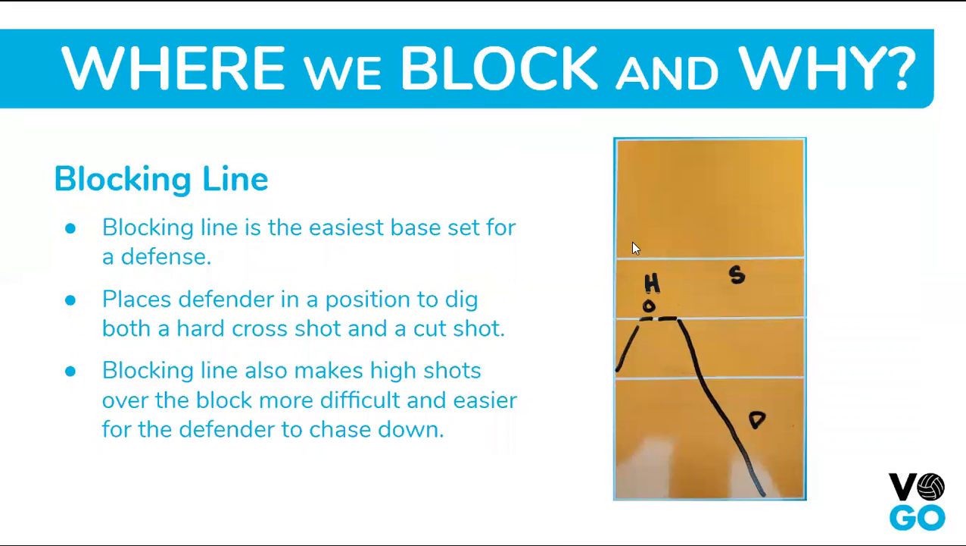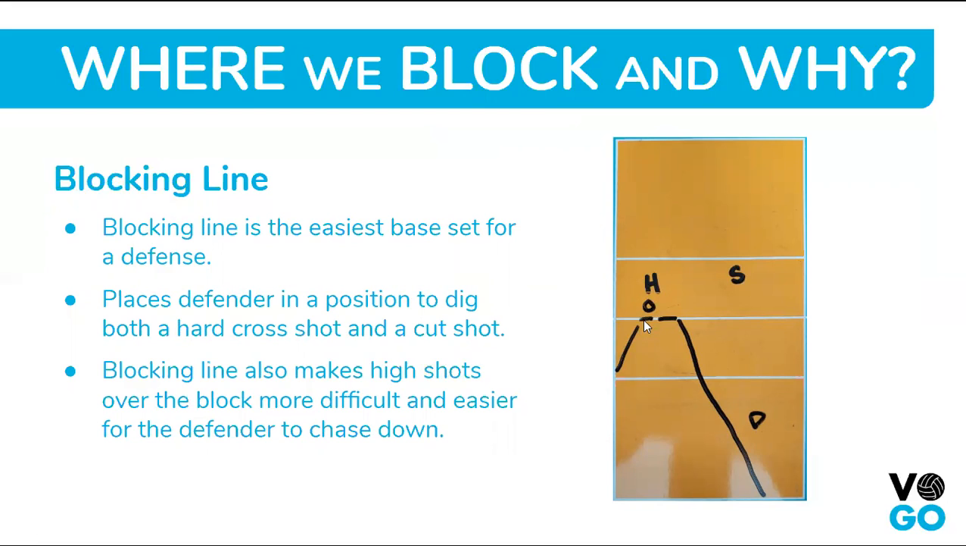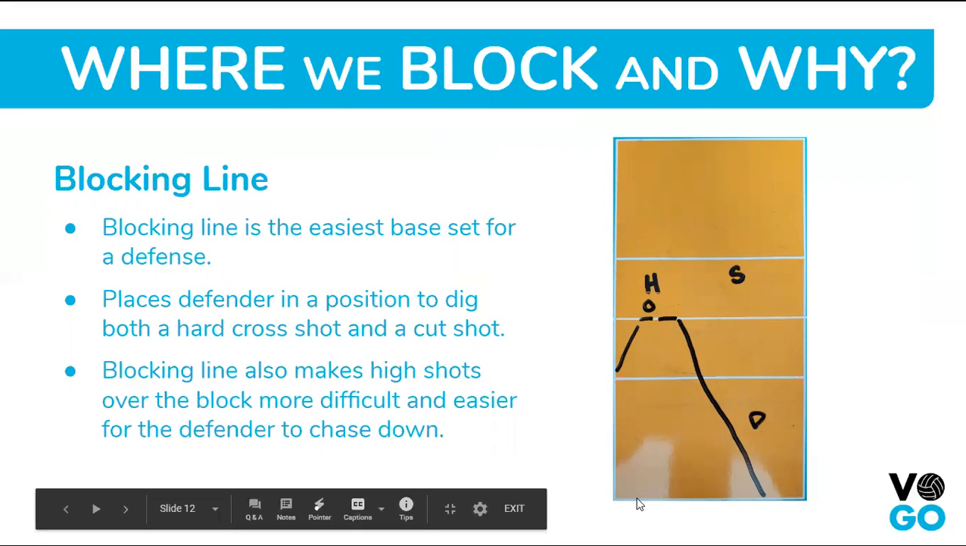So in this picture here, what we can see is the circle is the ball, H stands for hitter, the S is the setter, and the D is our defender. And then these two lines are going to represent the hands of the blocker. So in this case, you can see that the left hand of the blocker is on the ball. So what that's doing is that left hand is taking away this hard line shot.